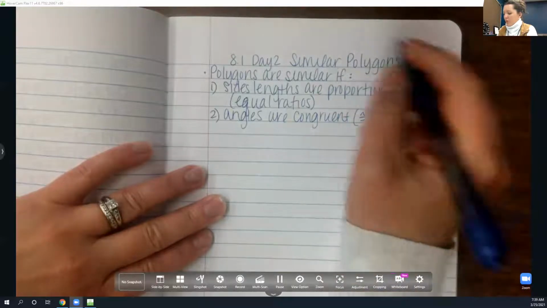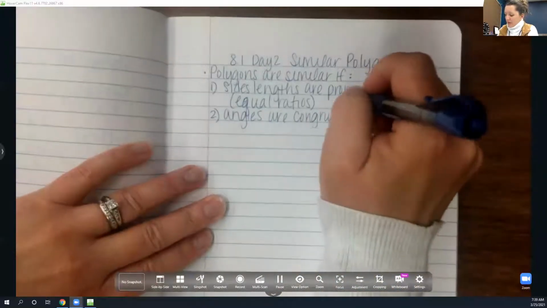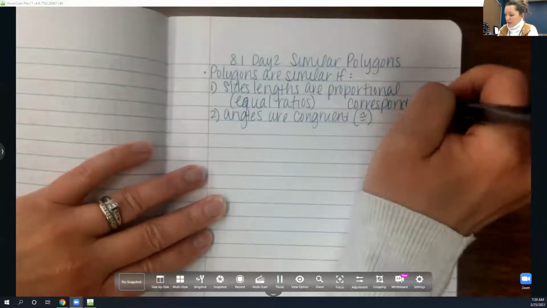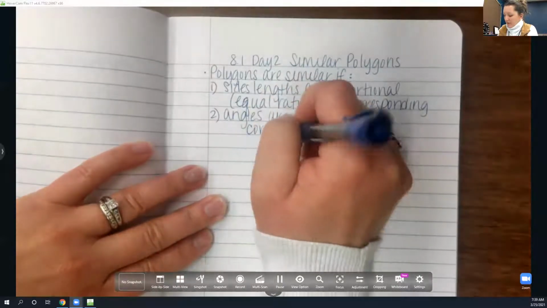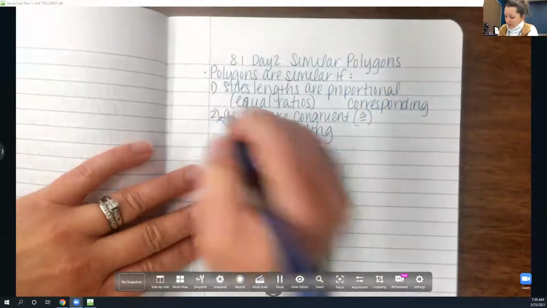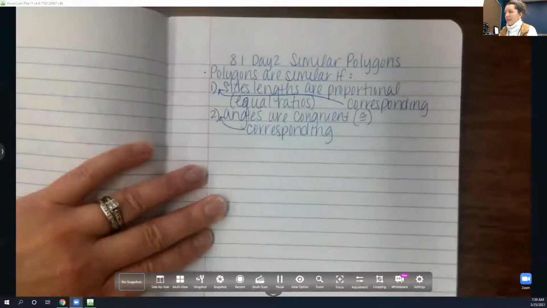So all of these are corresponding, and I want to talk about this word corresponding. So these are corresponding sides, and corresponding angles are congruent. So let's think about those things. I'm going to put that in here. Corresponding angles and corresponding sides are congruent.